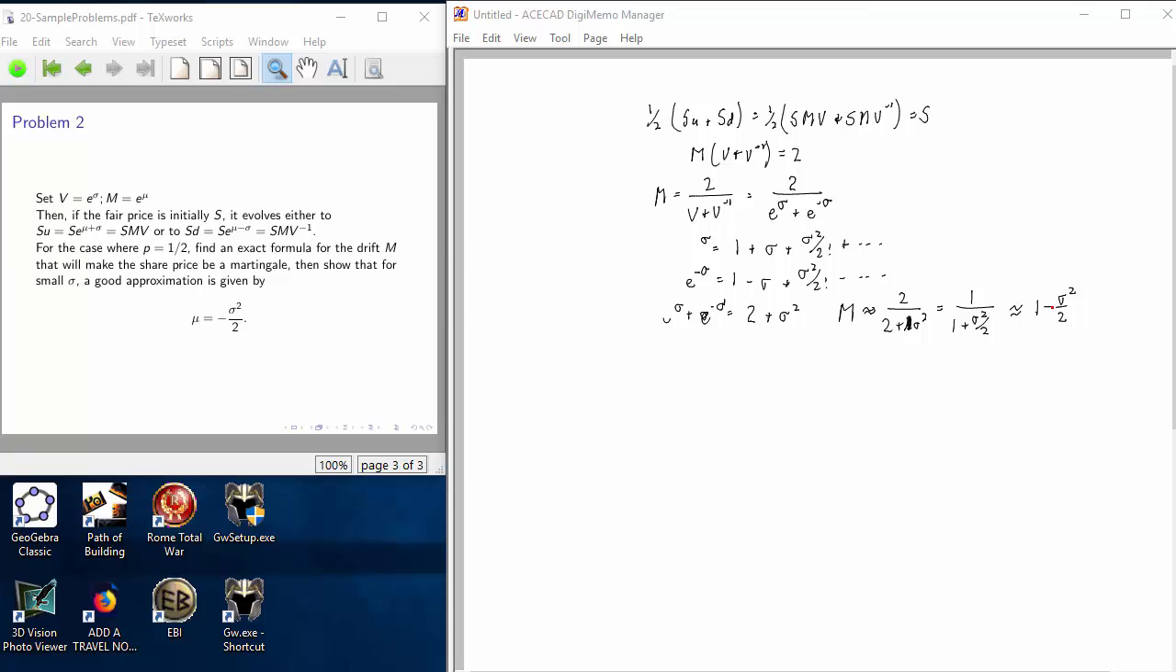And now what happens if I choose mu equal to minus sigma squared over 2? Then m, which is e to the mu by definition, is e to the minus sigma squared over 2, which is, using a Taylor series approximation again, approximately 1 minus sigma squared over 2, which proves the result I had in mind, and which concludes the shortest set of sample problems so far.